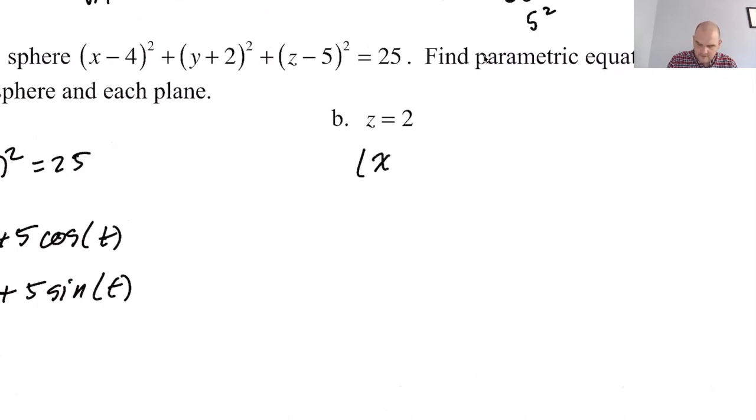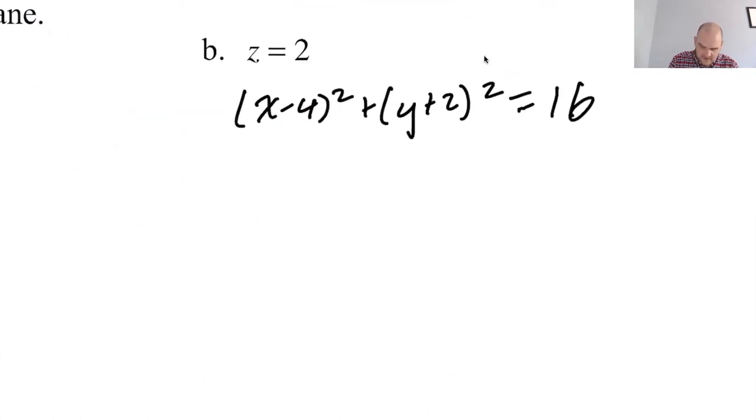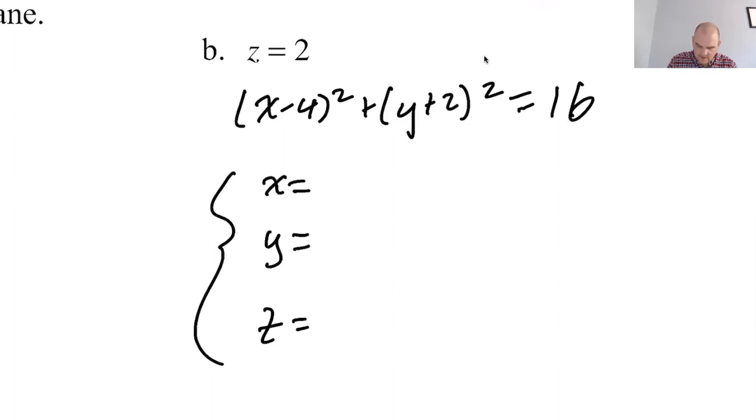You know what you're doing. Just dive in, do it, move on. All right, so make your substitution. It's still y plus 2. So when I substitute 2 in for z, I get negative 3. Square it, that's 9. So 25 minus 9 is 16. And parametrics for this: x will equal, y will equal, and then z will equal 2. So centered at 4, negative 2, and radius of 4. So plus 4 cosine of t and plus 4 sine of t.